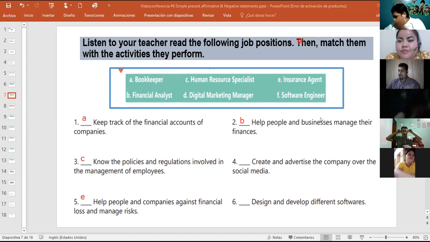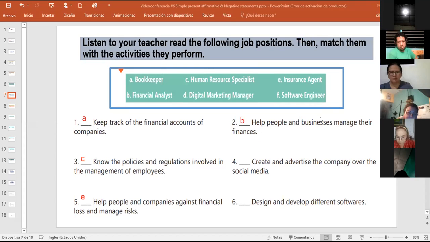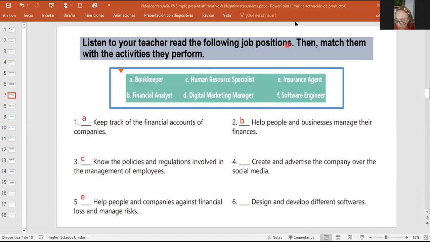Elizabeth? Number four. D. Okay. Digital marketing manager. Esta palabra me cuesta pronunciarla. Create and advertise the company over the social media. Okay. Don't worry. Create and advertise the company over the social media.